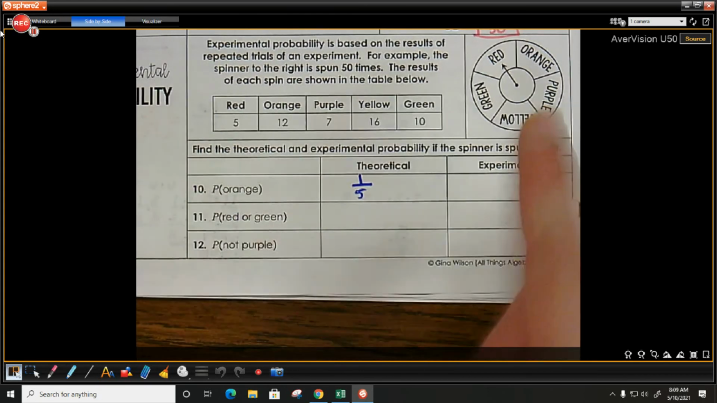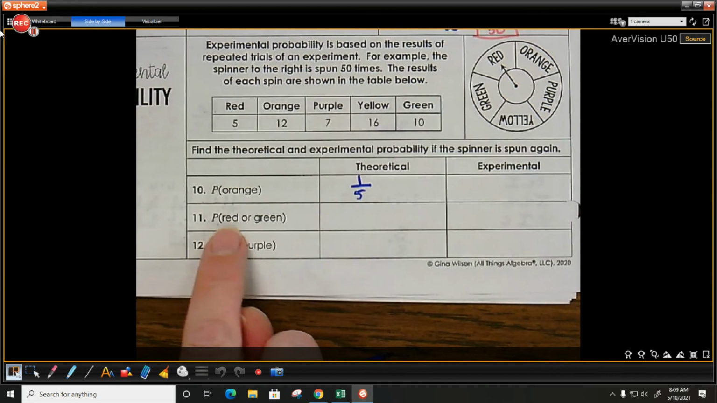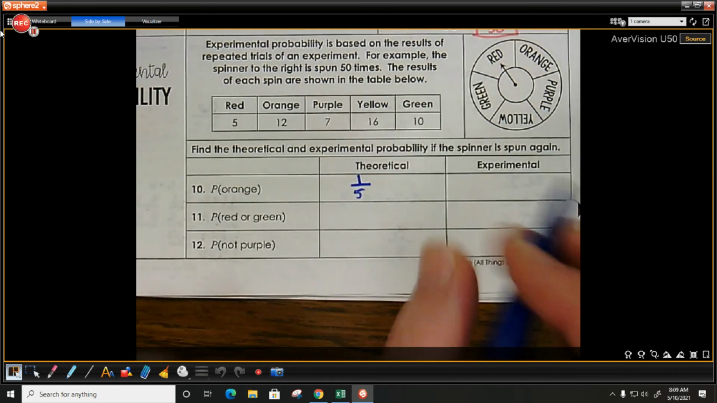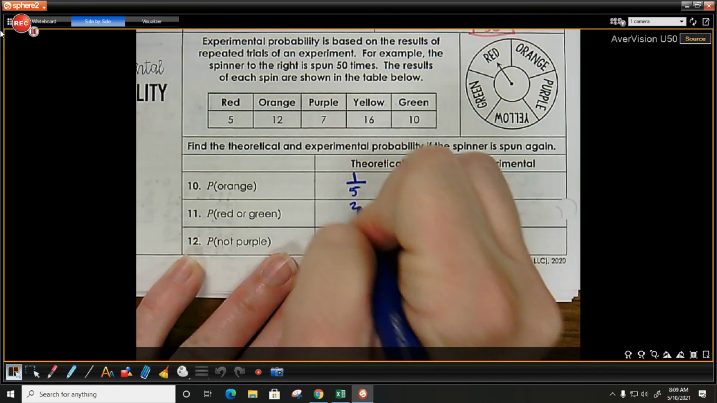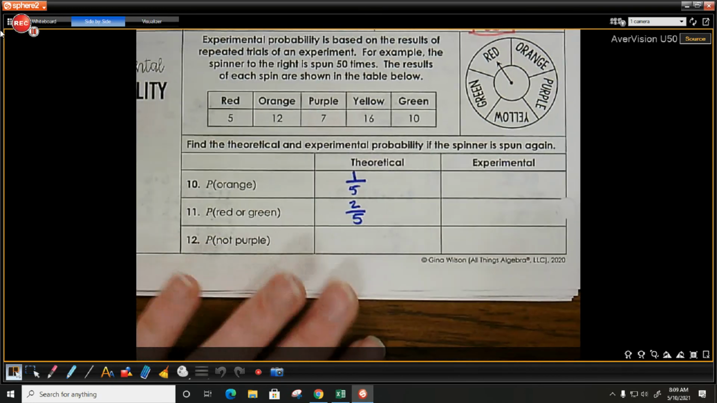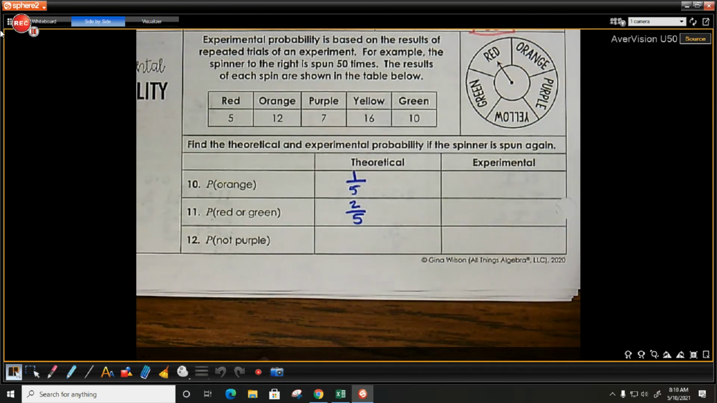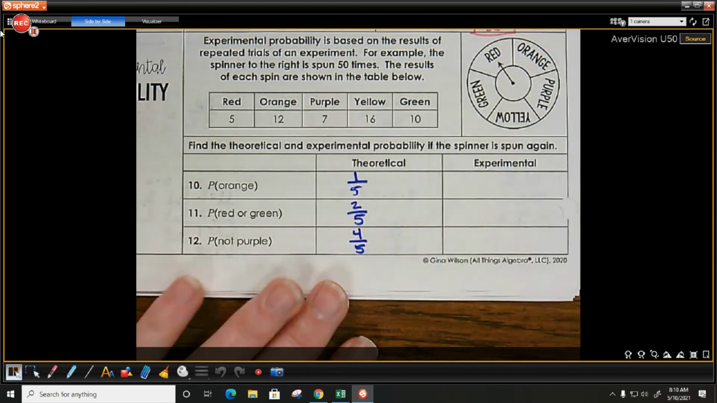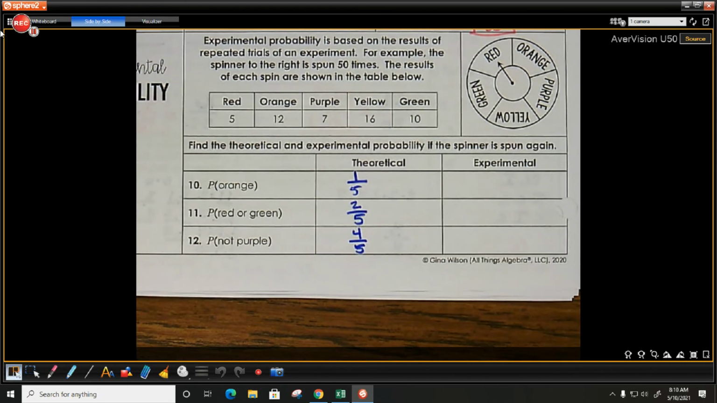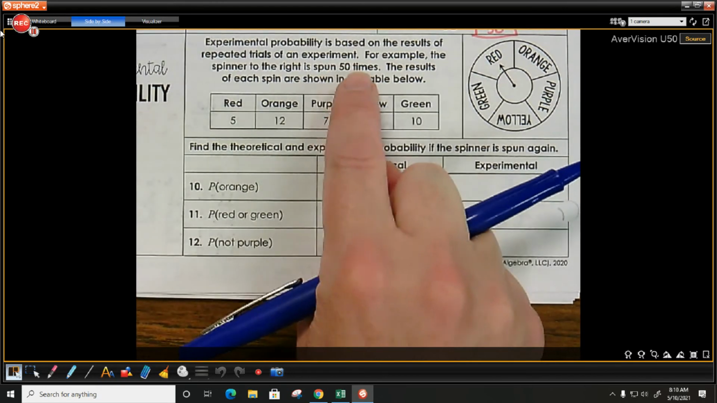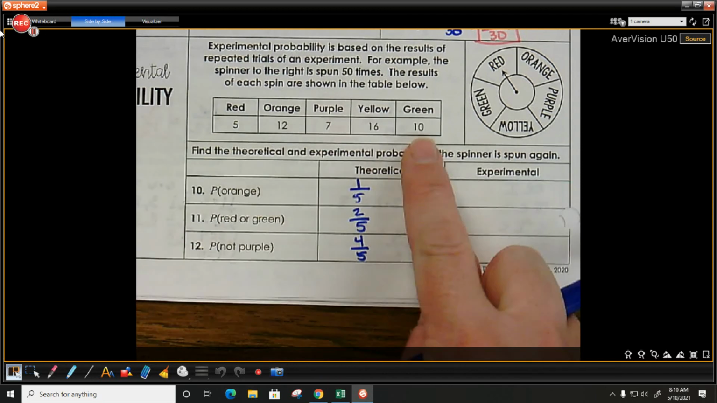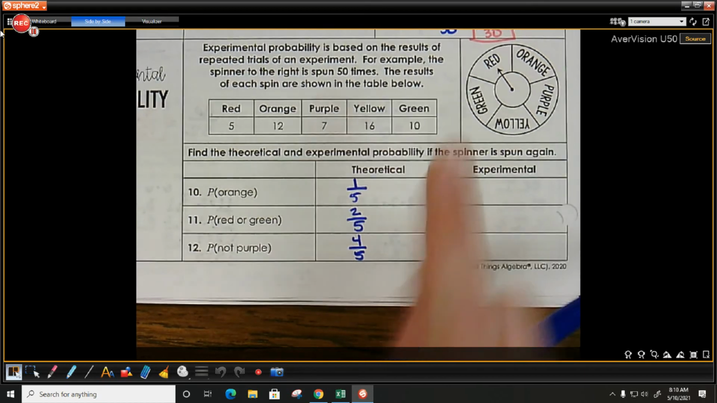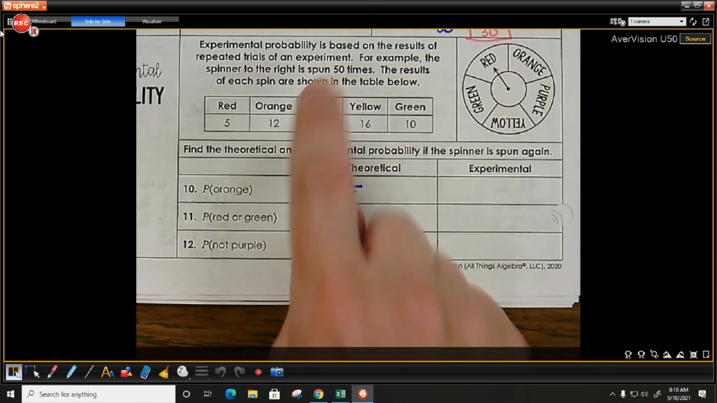What's the probability of getting a red or a green? 2 out of 5. And what's the probability of getting not purple? 4 out of 5. Okay, so those are all the theoretical. That's what we would expect to happen. Then somebody actually spun the spinner 50 times, and this is the data they got. So, they spun 50 times, so I know my denominator is going to be 50.